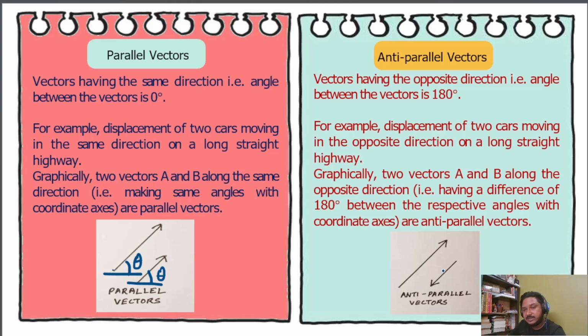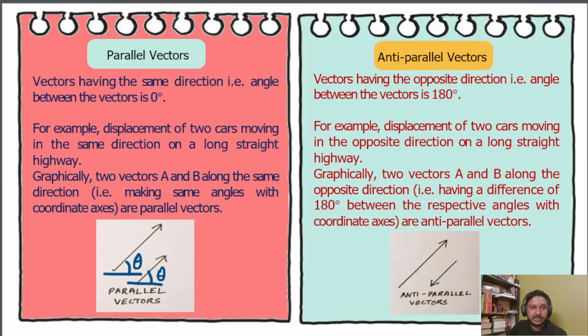The angles that they make with the coordinate axis are equal. Anti-parallel vectors are slightly similar but opposite to the parallel vectors. In parallel vectors both of them have the same direction. In anti-parallel vectors they have exactly opposite direction. They look parallel but their directions are opposite. Okay, so how to measure the angle? In this case, we have to measure from here. I'm repeating the diagram again.